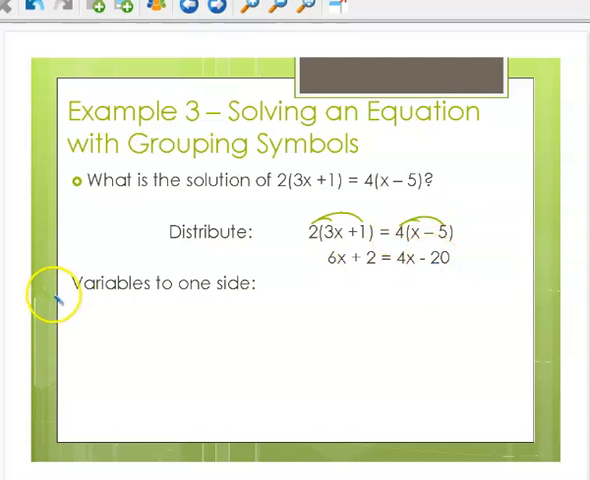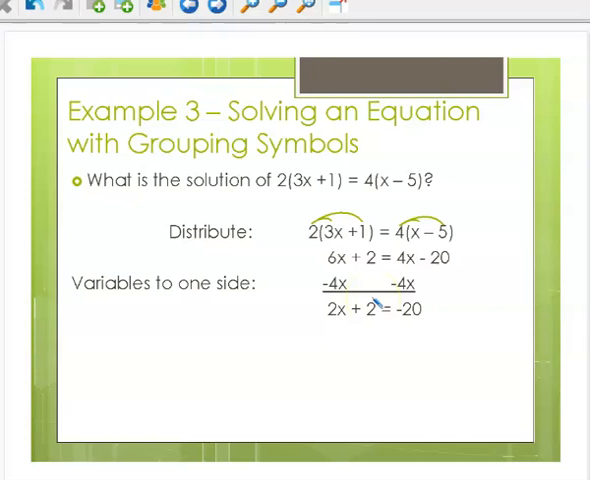Now, like I said, I like moving the variables to one side right away. You don't have to. There are 4 different things you could do to start this problem. I'm going to move the 4x. Again, it's the smaller coefficient. I've got a better chance of keeping positive values. When I do that, we end up with 2x plus 2 equals a negative 20.